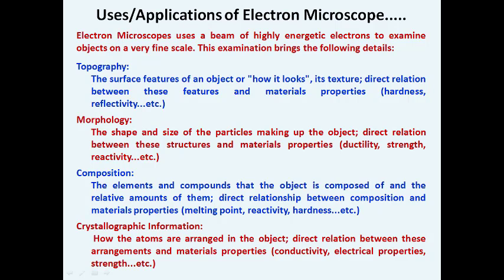The fourth is crystallographic information, which can be easily identified. We can obtain secondary electron diffraction patterns, and by analyzing the interplanar spacing values from those diffraction patterns, we can easily calculate the crystal structure of the sample. So these are the four areas where we can utilize the electron microscope: topography, morphology, composition, and crystallographic information.